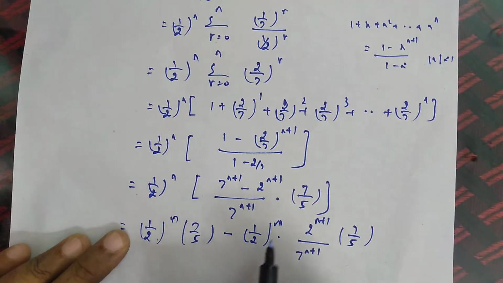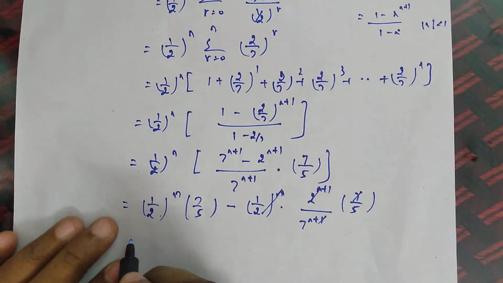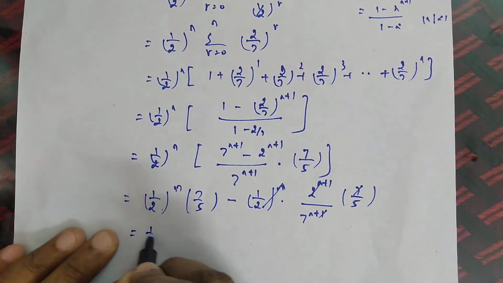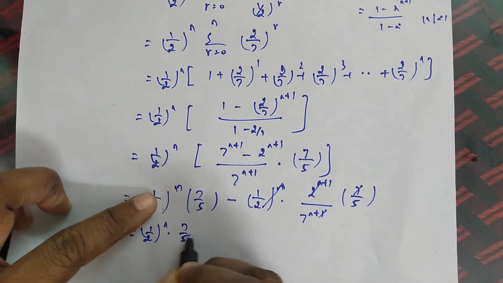Is it clear? So now look at this one. This 1 by 2 power n is nothing but 1 by 2 power n. So this 1 by 2 power n and 2 power n will be cancelled out, and here 7 and 7 we can cancel. So what is the remaining? Remaining is 1 by 2 power n into 7 by 5.